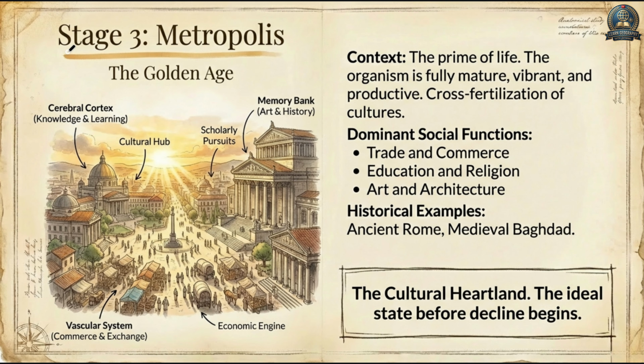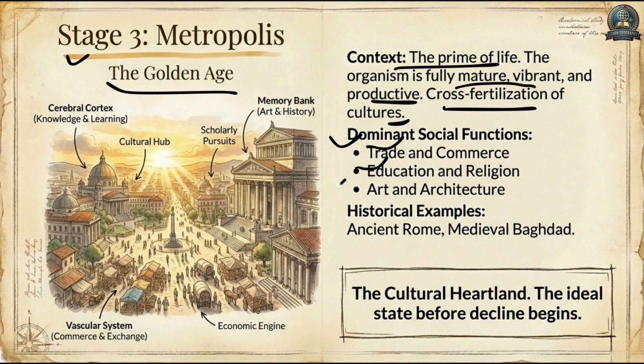After that, stage 3, metropolis, the golden age, the prime of life. The organism is fully mature, vibrant, and productive. Cross-fertilization of cultures. Dominant social functions are trade and commerce, education and religion, art and architecture. Historical examples are ancient Rome and medieval Baghdad. This is the cultural heartland, the ideal state before decline begins.